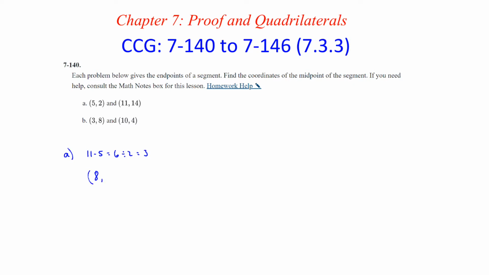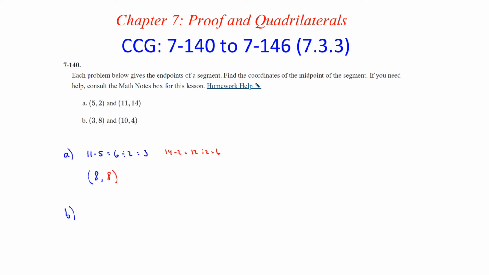And then for the y value, you can do the same thing. 14 minus 2 is equal to 12. And then if you take half of that, that is 6. So if I add 6 onto 2, then that would be 8. So that would be your midpoint. Now 3 comma 8 and 10 comma 4, same thing.